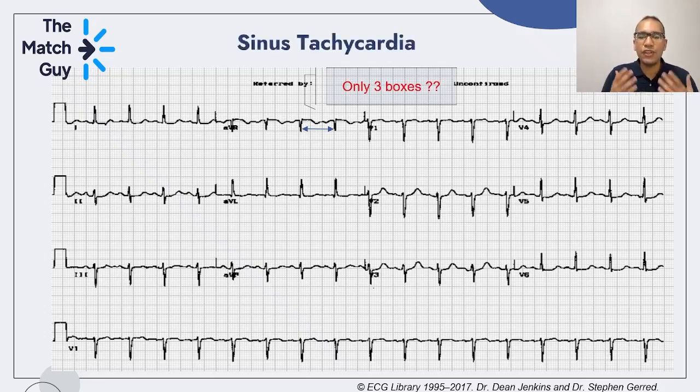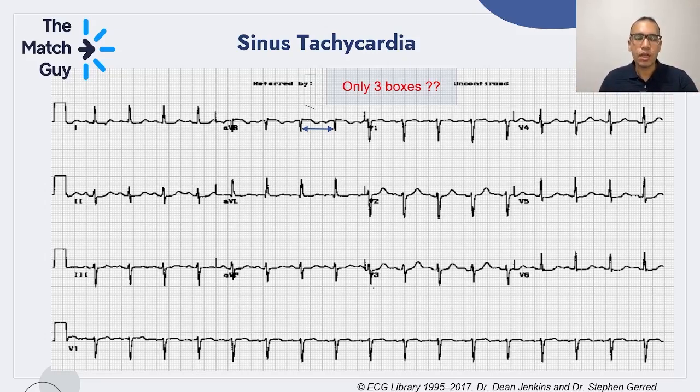Why? Because everything else is normal. Every P wave is followed by a QRS. The rhythm is regular. The only difference here is that the heart is simply beating faster than usual. And that's the key point. Sinus tachycardia is not an abnormal rhythm. It's a normal response. You will see it in things like fever, pain, dehydration, anxiety, anemia, or hyperthyroidism.